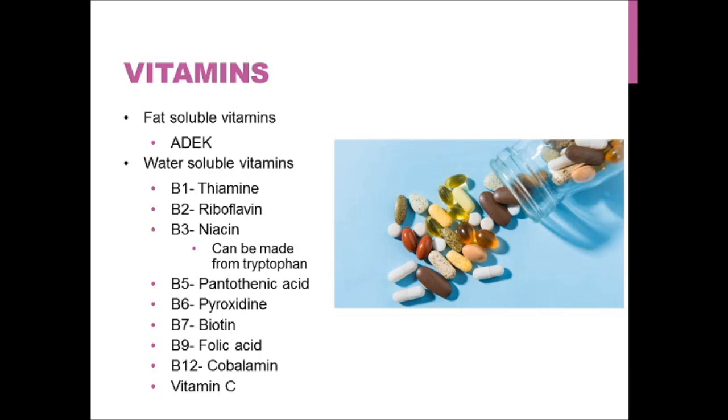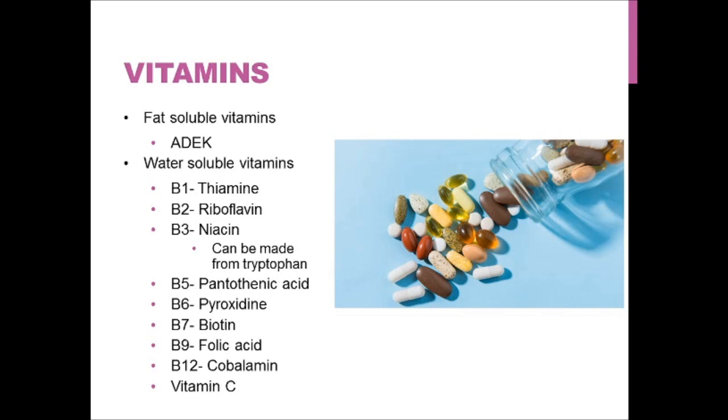The water-soluble vitamins are all of our B vitamins and also vitamin C. B1 is thiamine, and it's important for carbohydrate metabolism. B2 is riboflavin. Sometimes when people are deficient in riboflavin, they might notice scalloping or waviness on the lateral borders of their tongue.